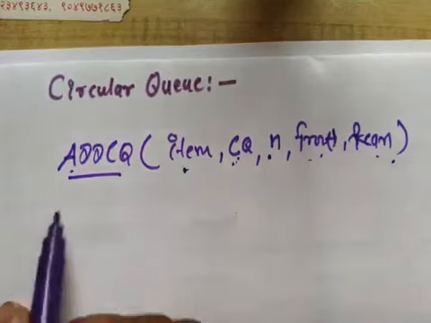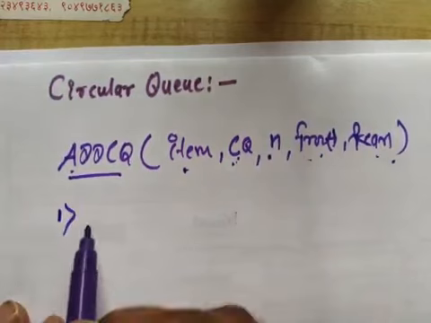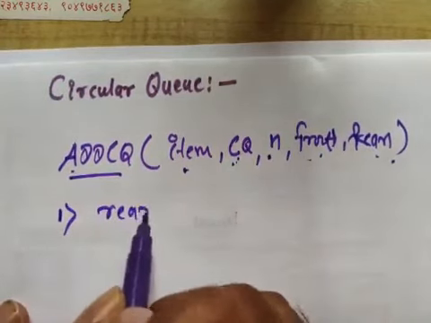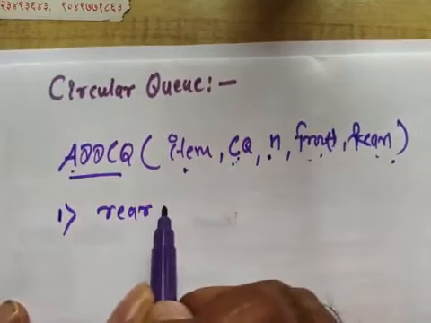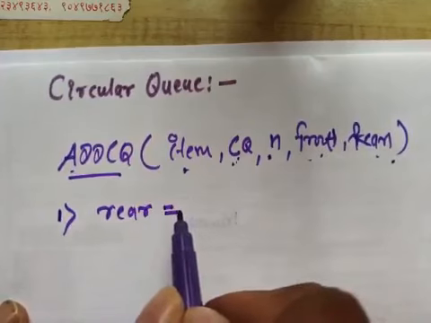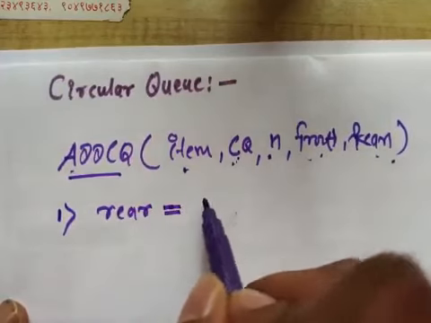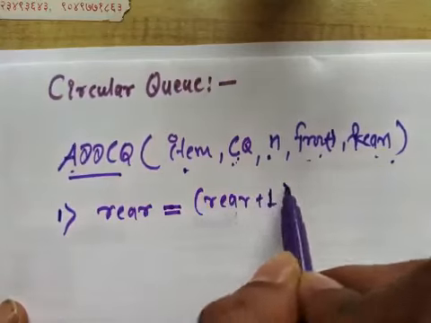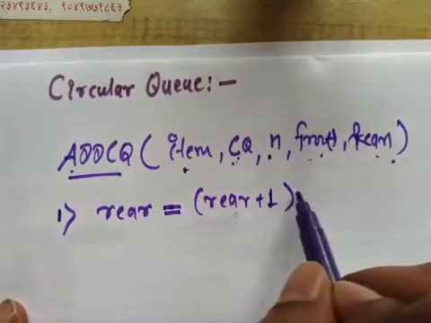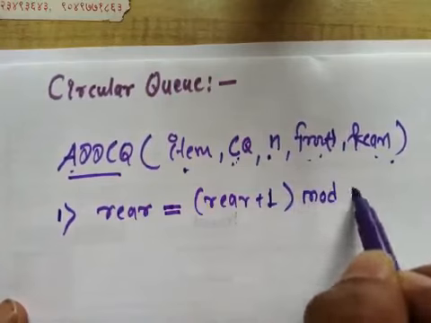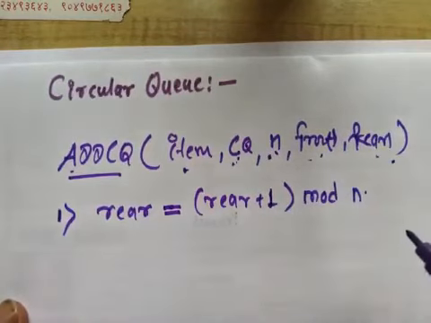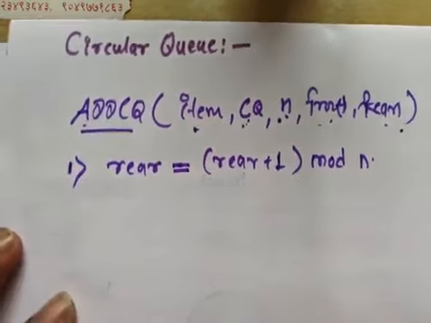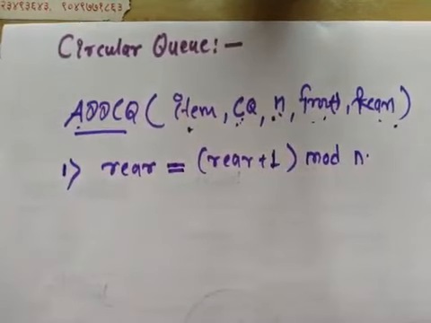Now, first step: we are going to increment our rear, which means we are going to find the position of rear. So rear is equal to rear plus 1 mod n, where n is the size of the array. Using this formula we find the position of rear.